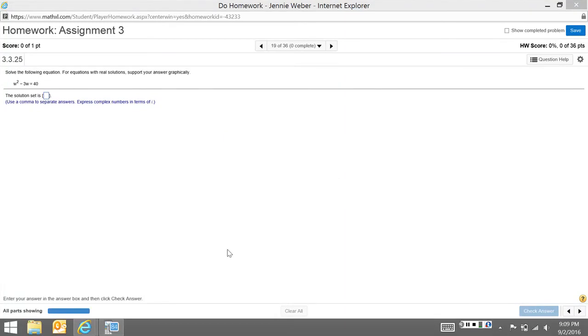Asked to solve this following equation. Now, we could do this by hand. This allows us to support it graphically, so I want to talk about how you could use your graphing calculator to help you do this.